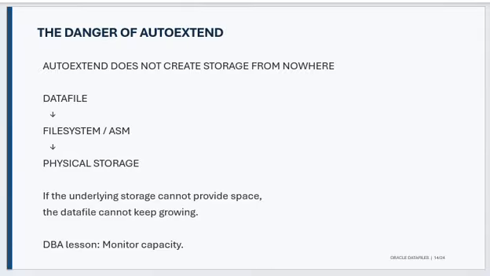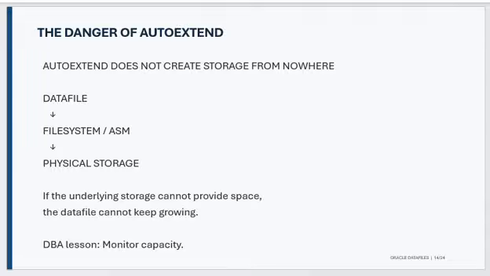The danger of autoextend. This is an important DBA lesson. Many people hear autoextend and think Oracle will automatically handle the space. This is only partially true. Oracle can automatically increase the data file, but the underlying storage still has its own capacity. Imagine a file system with only 5 gigabytes of space free. Your data file wants to grow by 10 gigabytes. Oracle cannot magically create those 10 gigabytes of space because at the back end inside the storage we have only 5 gigabytes left. So the storage layer must provide the space.